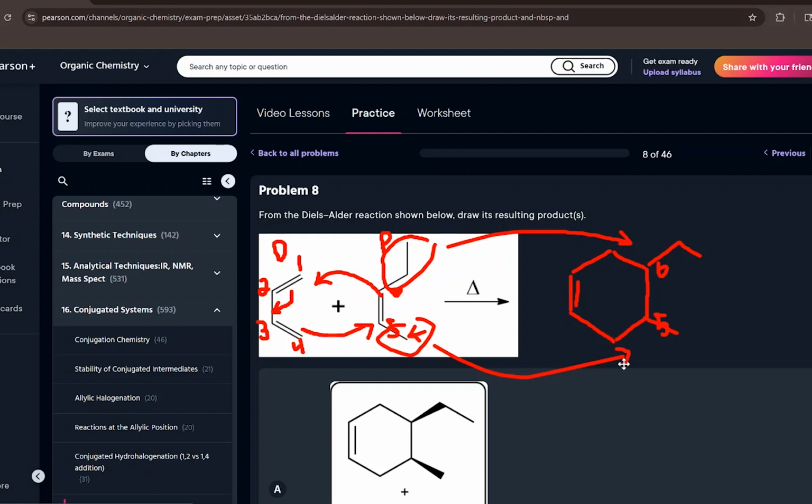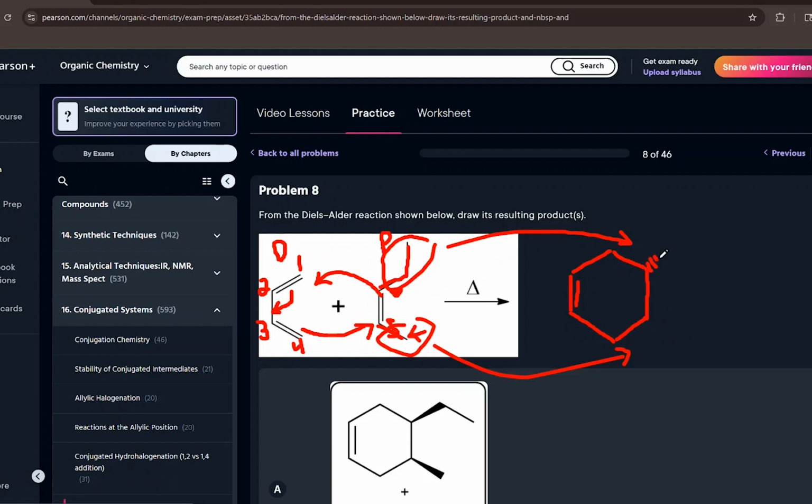Now let's talk about stereochemistry for a moment. Now, one thing we'll notice is that these are cis to each other. You can see that right here. So whatever happens to one is going to happen to the other, and it can be attacked from the top or the bottom. So if I remove this ethyl and methyl for a moment, and let's also get rid of this 5 and 6 just for drawing simplicity's sake.